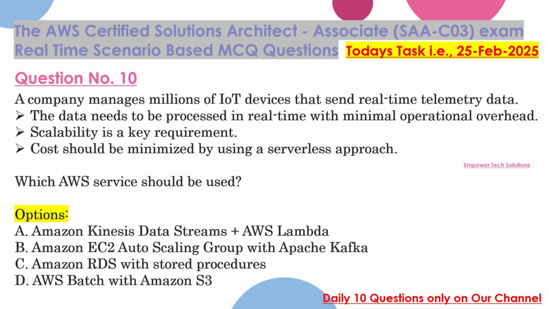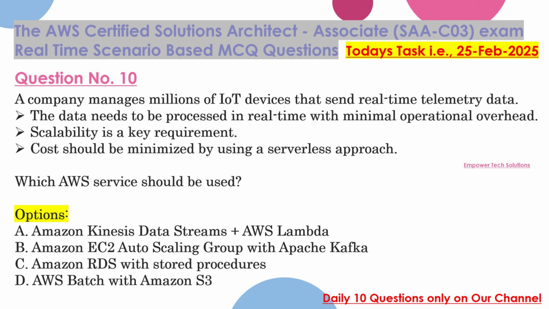Question 10. A company manages millions of IoT devices that send real-time telemetry data. The data needs to be processed in real time with minimal operational overhead. Scalability is a key requirement. Cost should be minimized by using a serverless approach. Which AWS service should be used?